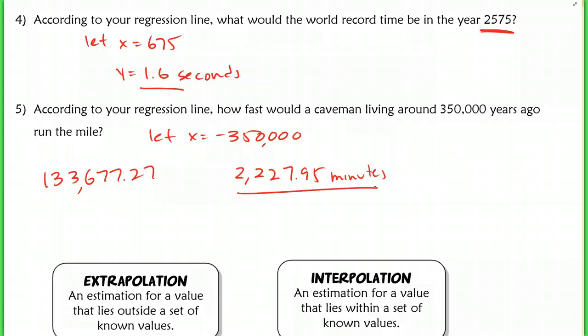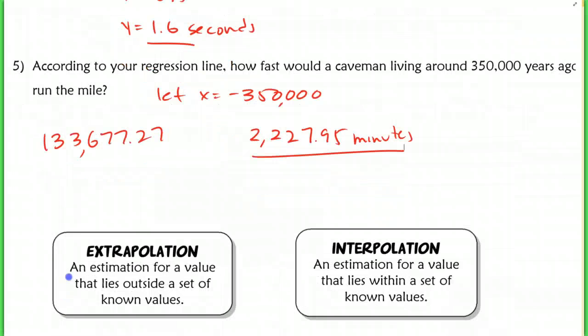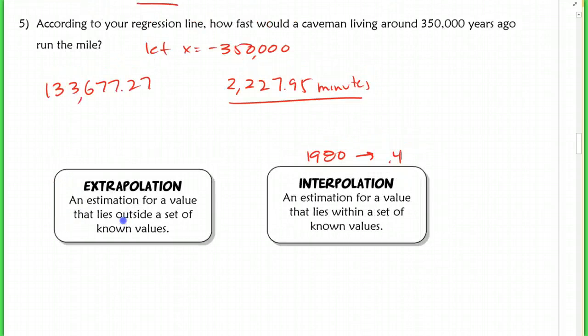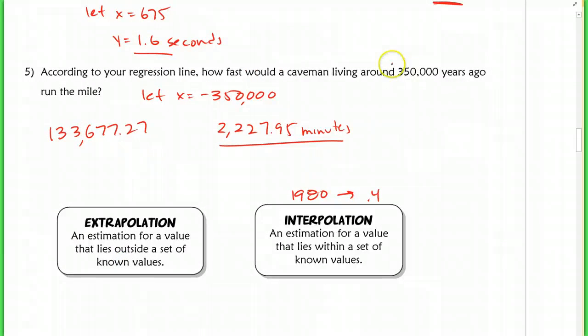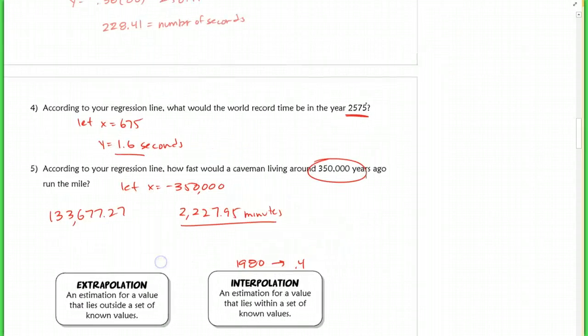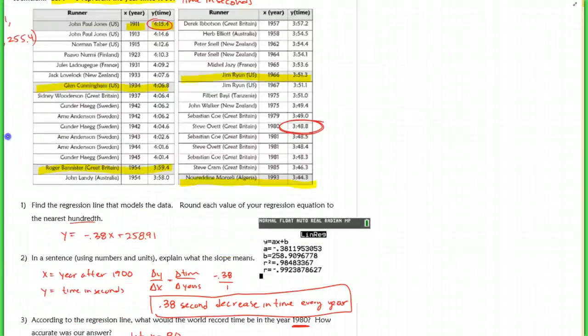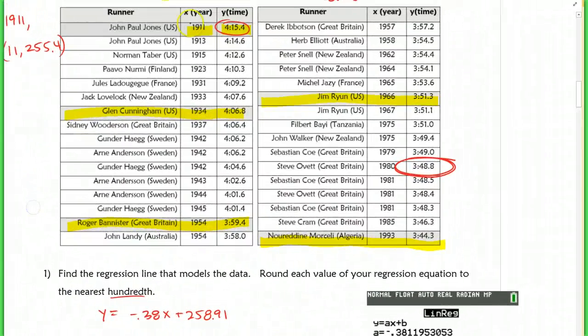Okay, so this is where we get into the idea of extrapolation and interpolation. Remember when we suggested that, you know, find the value when it was 1980, we were right on the money. It was like 0.4 of a second off. When we did extrapolation, though, which is taking numbers outside of our data set. So this is what we had entered, right, for x. Well, look at our data points. All of our data falls within 1911 to 1993.